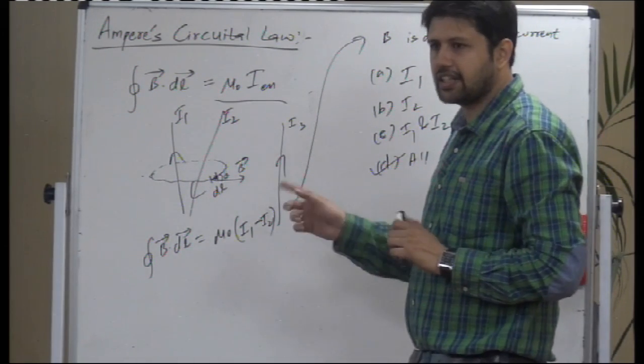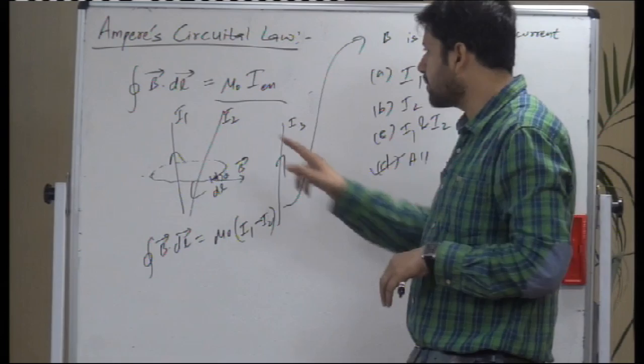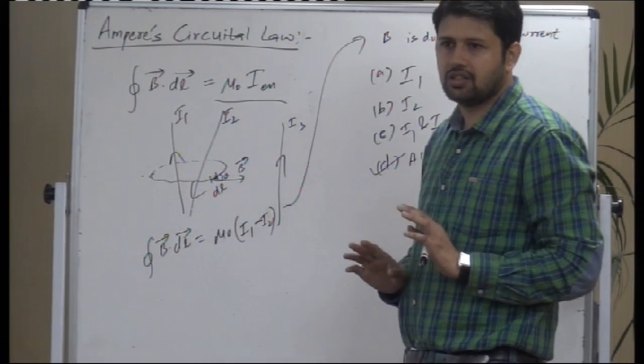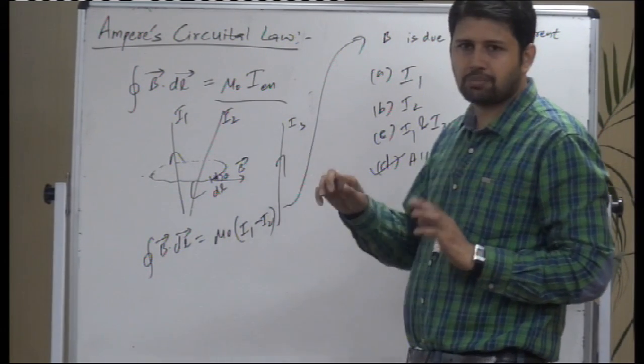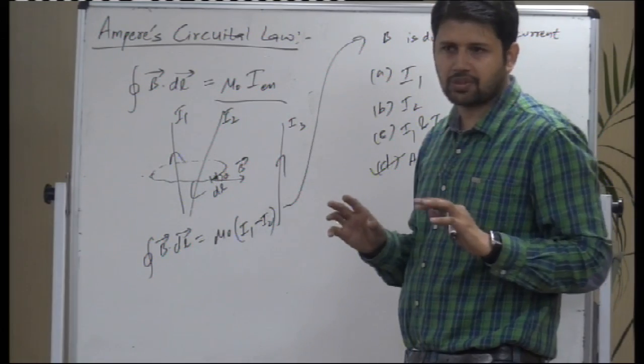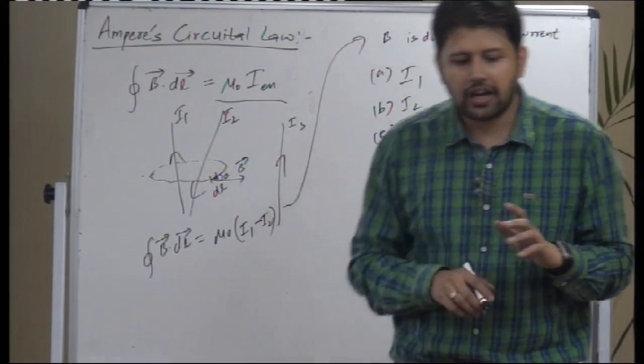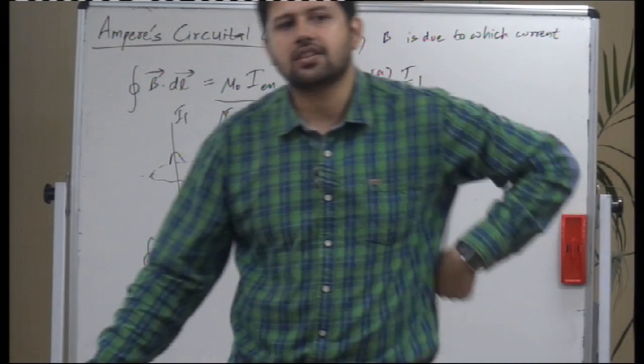Here also, exact similarity and exact behavior as well, that B here is due to all three currents, but the line integral will have value only because of I1 and I2. So even if we remove I3, B would change, line integral would remain same. Is it okay?